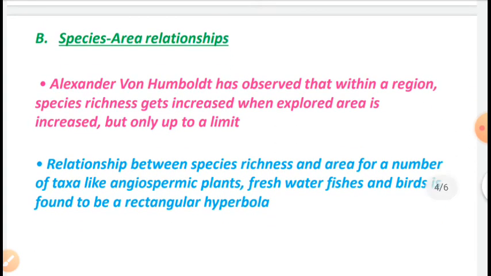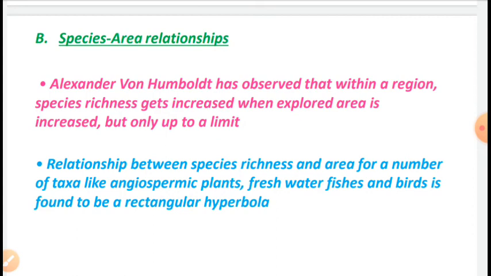Now let's discuss the species area relationship. During his pioneering and extensive exploration in the wilderness of South American jungles, the great German naturalist and geographer Alexander von Humboldt observed that within a region, species richness increases with increasing explored area, but only up to a limit.